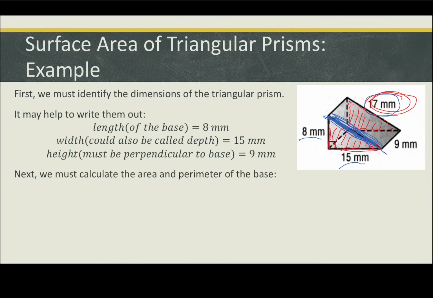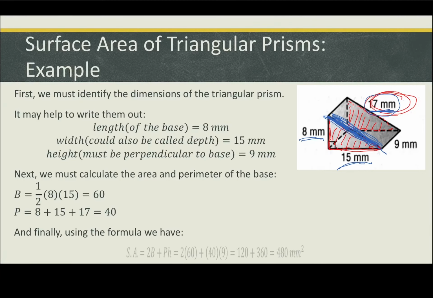So just as we did before, we have to calculate the area and perimeter of the base. Now, in this case, since we have a triangle, the area of a triangle is 1/2 of the 8 times the 15, and that's going to give us 60. The perimeter, we just finished going over that. That's going to be the 8 millimeters plus the 15 millimeters plus the 17 millimeters, which is given as this angled length. We add those together, we get 40.